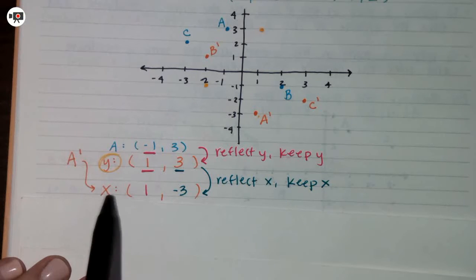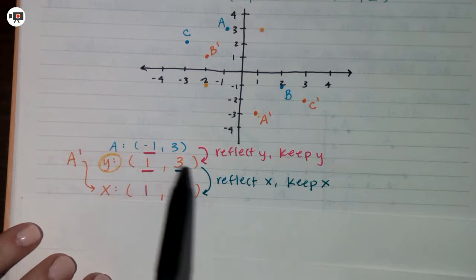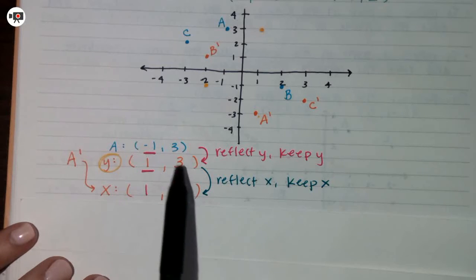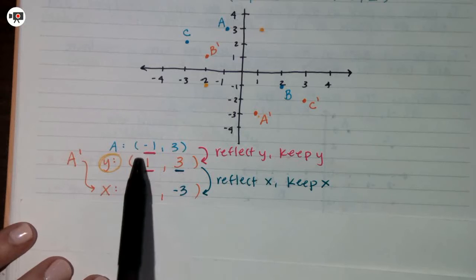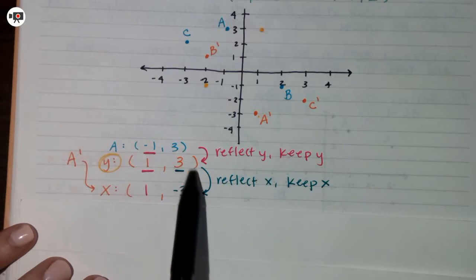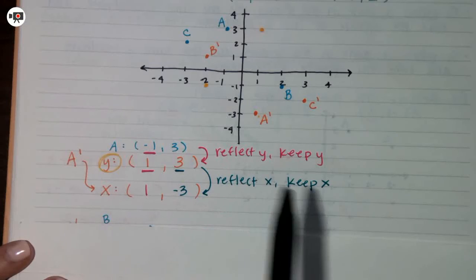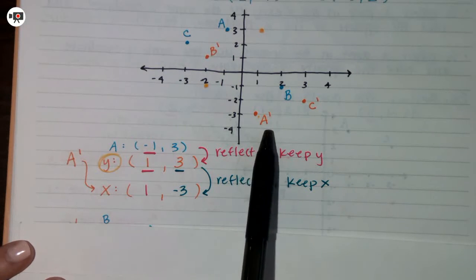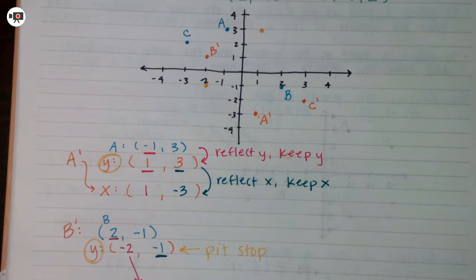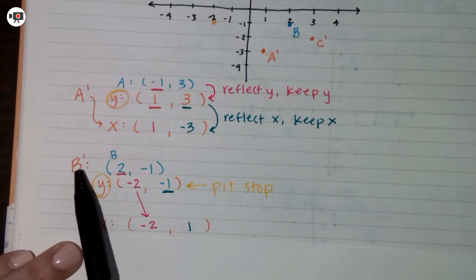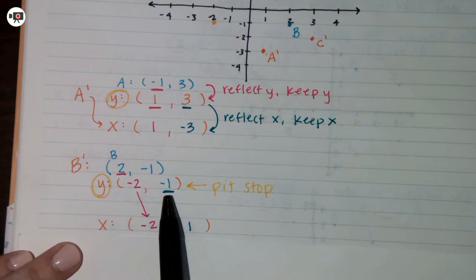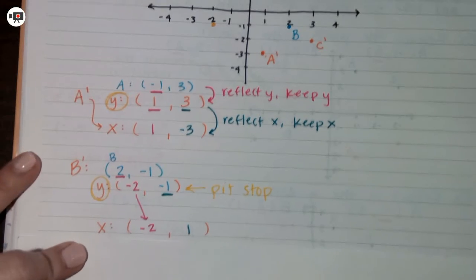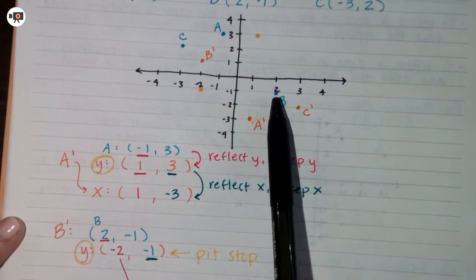Now to get my final A prime, I need to reflect it now in the x. So I take my pit stop, my first reflection, and reflect that in the x. So I reflect in x and keep the x. So my 1 stayed the same. Then I take the opposite y, and my point for A prime, reflected in the y, then the x, is down here at A prime. Same thing for B. Reflect in the y, so keep the y, and then reflect in the x and keep your x. And B prime goes from here to here.